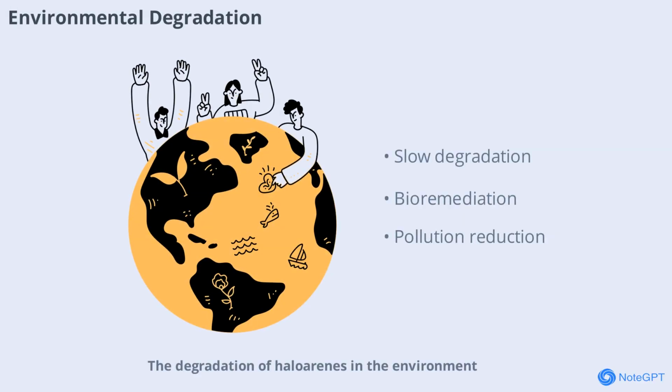Degradation of haloarenes in the environment is a slow process due to their stability. Some microorganisms can break down haloarenes, but this often requires specific conditions. Research into bioremediation and advanced oxidation processes aims to accelerate the degradation of these persistent pollutants and reduce their environmental impact.